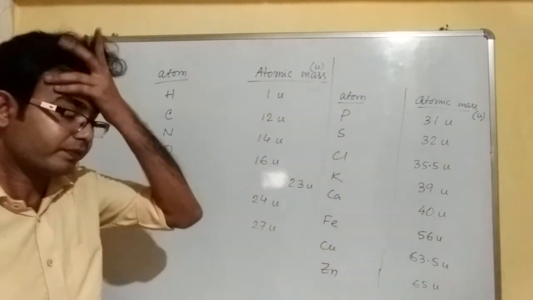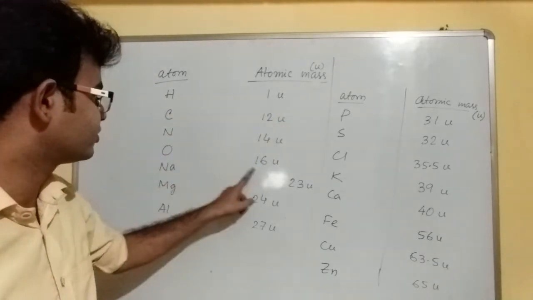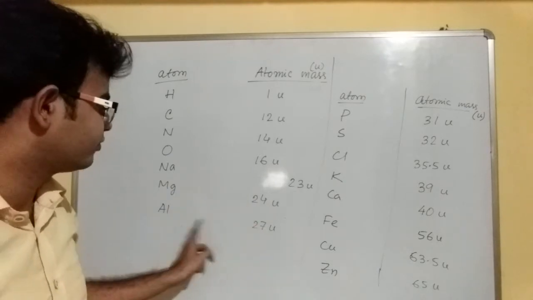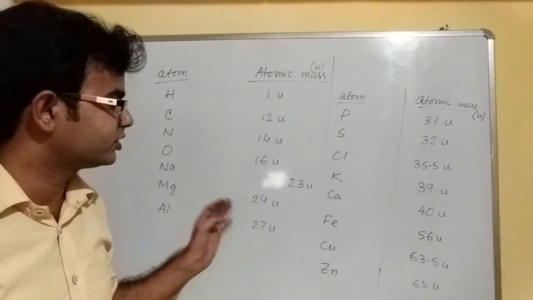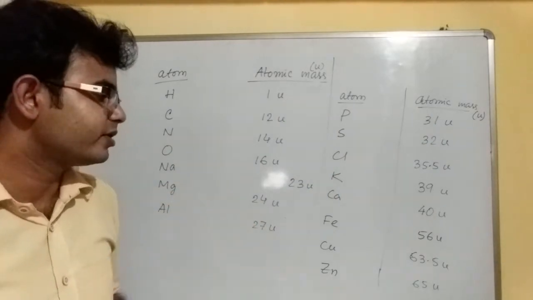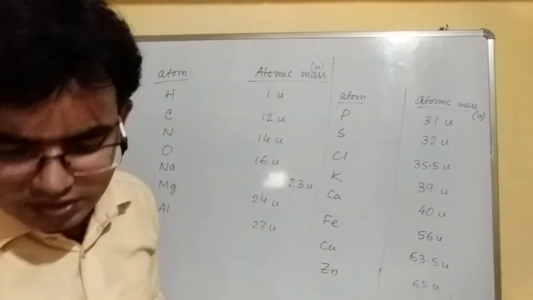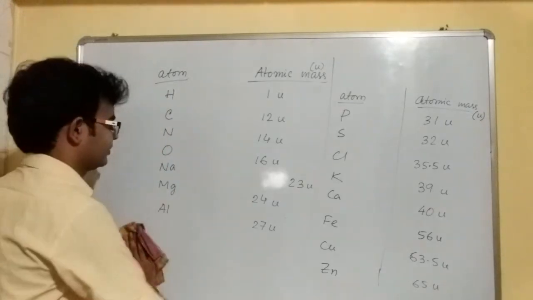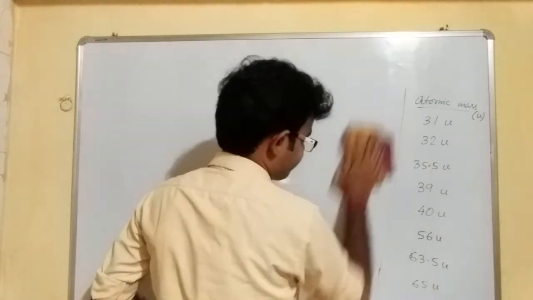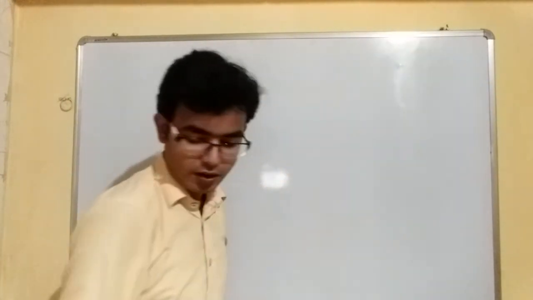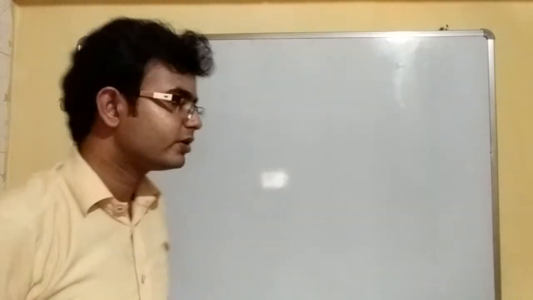Okay, देखिए, the atomic mass of hydrogen is 1, carbon is 12, nitrogen 14, oxygen 16, sodium 23, magnesium 24, aluminium 27, phosphorus 31, sulfur 32, chlorine 35.5, potassium 39, calcium 40, iron 56, copper 63.5, zinc 65. इतना याद रखें, बाकी जो है एग्जाम में गिवन हो सकता है. Okay, so I think now it is clear what is atomic mass. Let us discuss the next topic.